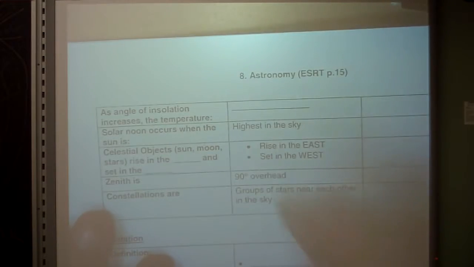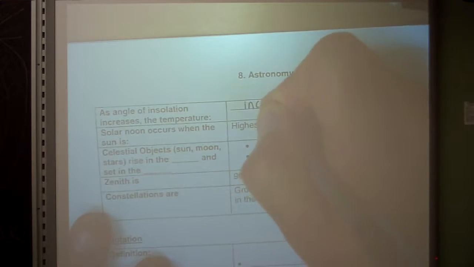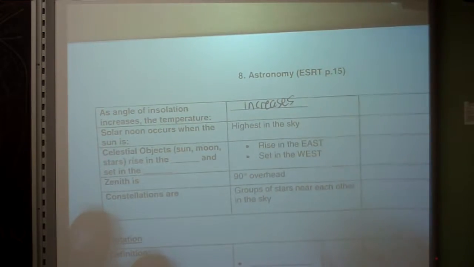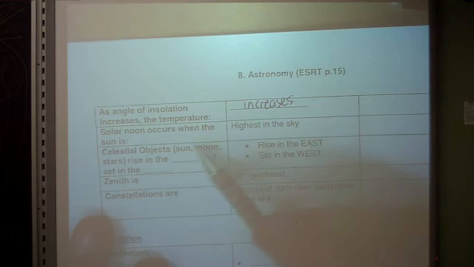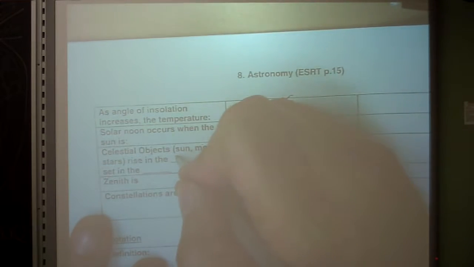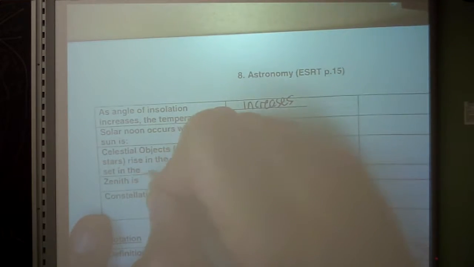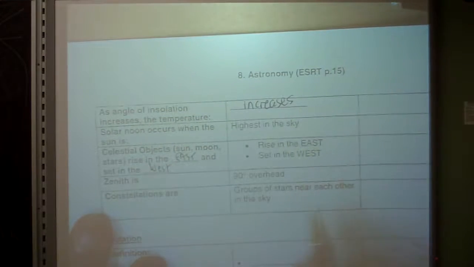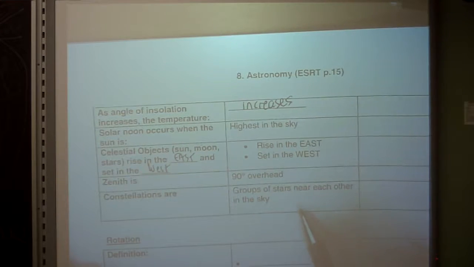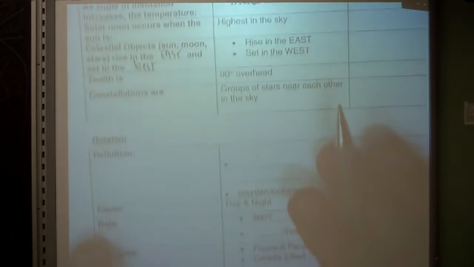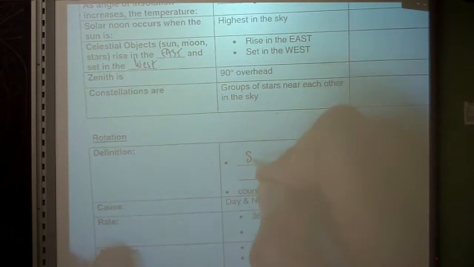Okay. As the angle of insolation increases, the temperature increases. Solar noon occurs when the sun is highest in the sky. Celestial objects rise in the east and they set in the west. The zenith is a spot directly overhead, and constellations are groups that are near each other. The rotation is the spin of the earth, and that defines the day for us.